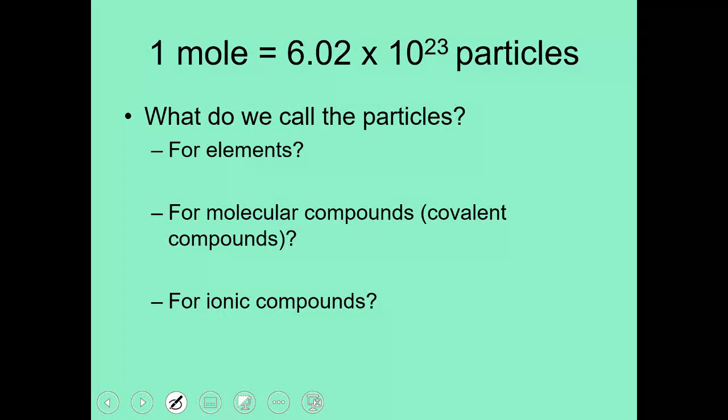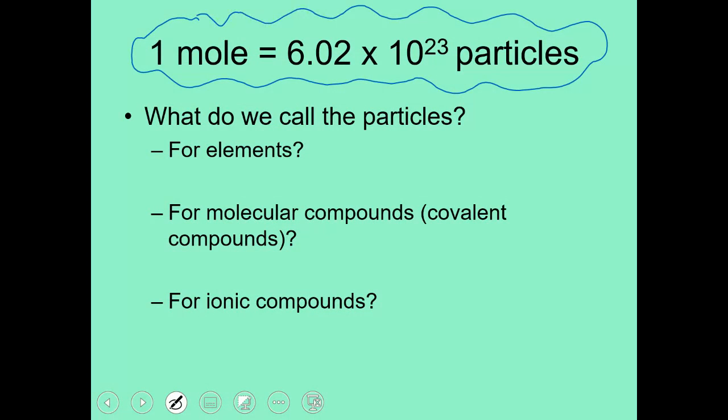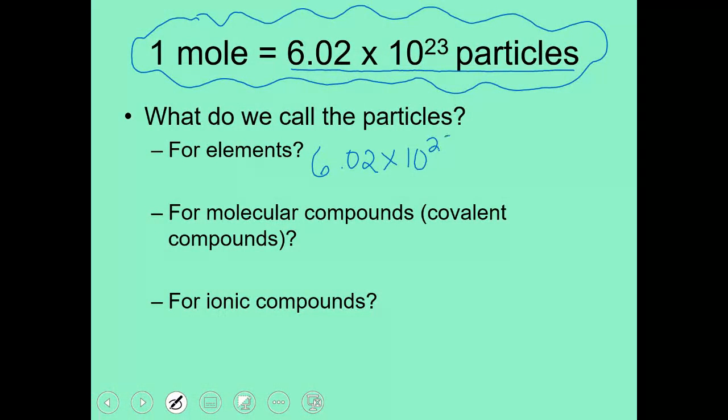You learned the other day that a mole is a counting quantity just like we would use maybe like a dozen. Whereas a dozen is always 12 of something, a mole is always 6.02 times 10 to the 23rd of something. If we have an element, then we know that we have 6.02 times 10 to the 23rd atoms, because the particles of an element are called atoms.